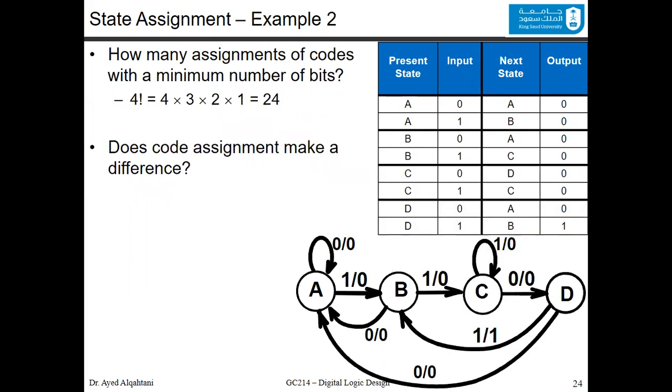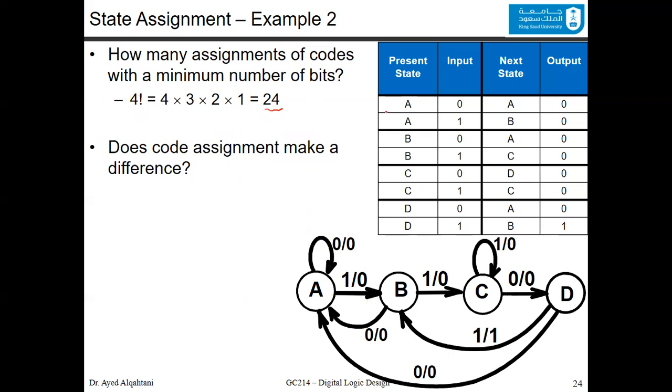Now, let's go back to our example, which was in Mealy model, the one that we built to recognize our sequence 1011. How many state assignments of codes with the minimum number of bits? Since we have 4 states, it's going to have 4 factorial different state assignments, which is 24.